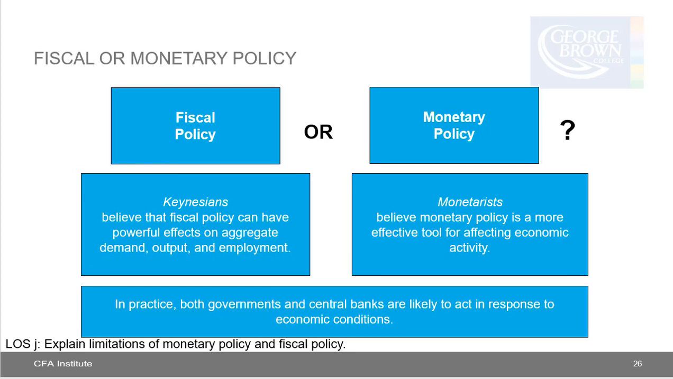Keynesians, named after British economist John Maynard Keynes, believe that fiscal policy can have powerful effects on aggregate demand, output, and employment when there is substantial spare capacity in the economy. Monetarists believe that fiscal policy has only a temporary effect on aggregate demand, and that monetary policy is a more effective tool for affecting economic activity. However, in practice, both governments and central banks are likely to act in response to economic conditions. Okay? And that's the last slide for the final learning outcome statement.